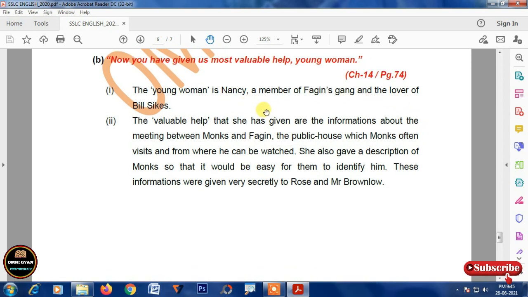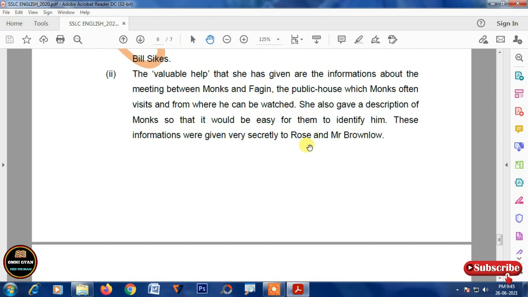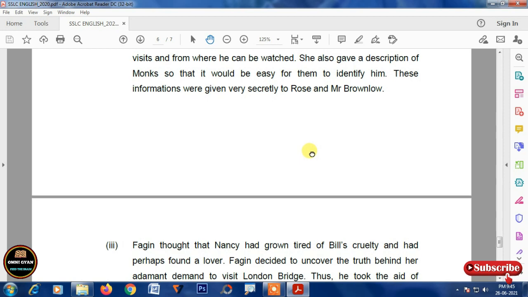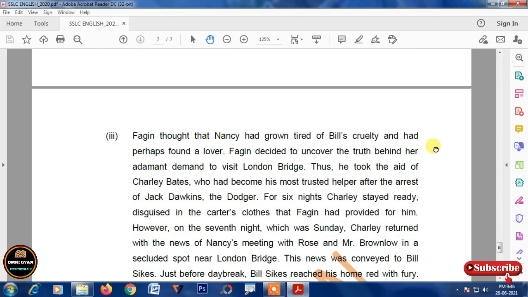So question number 1 is, who is the young woman? Obviously the young woman here is Nancy, a member of Fagin's gang and the lover of Bill Sikes. And what valuable help did she do? This is for 2 marks. She gave him all the information, and most importantly she gave the description of Monks also. Red mark on his cheek and tall man and all these things. Okay, so you can write it down.